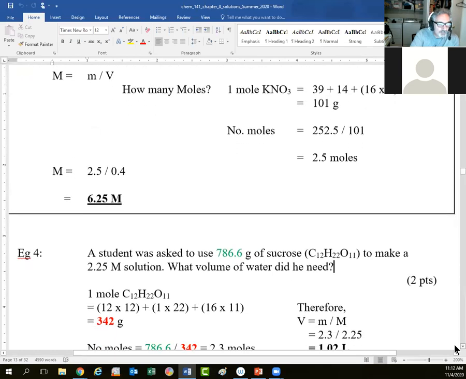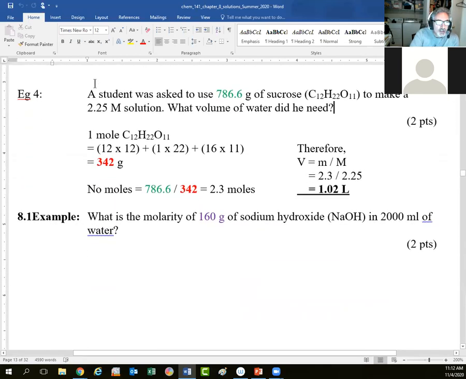Number 4. A student is asked to take 786.6 grams of sucrose, and they're going to make a solution with a molarity of 2.25. What would the volume of water be needed to make the solution? Well, for the volume, that's moles, small m, divided by the molarity, large M. We need to work out how many moles we've got, again, because we've been given a mass in grams. You cannot use a mass in grams for the molarity equation. You need to work it into a number of moles.